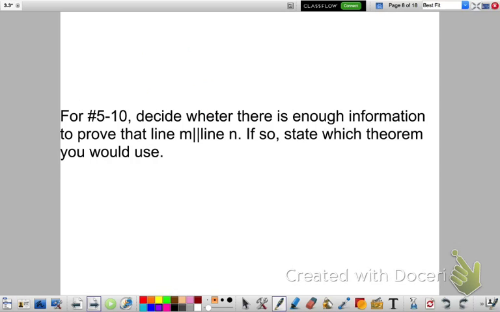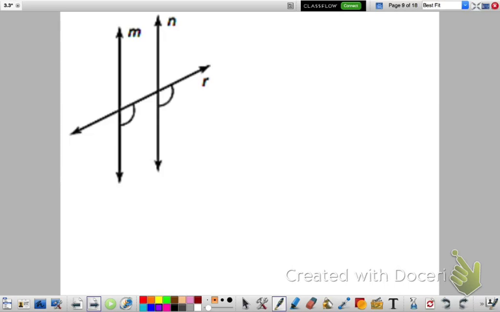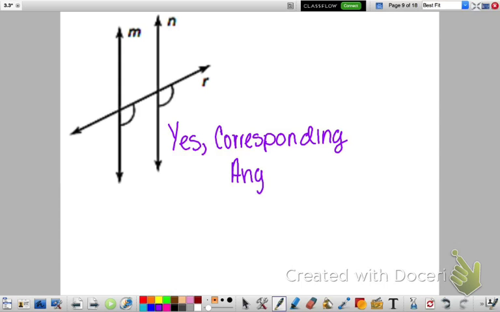For 5 through 10, we're going to talk about whether there is enough information to prove that lines are parallel or not. And if there is enough information, we need to state which theorem we used. If we look at this, we can see that these are corresponding angles. They are corresponding angles on M and N, so it gives us information about both lines. From this, we can say yes, there's enough information to conclude that they would be parallel, and we would use the corresponding angles theorem.